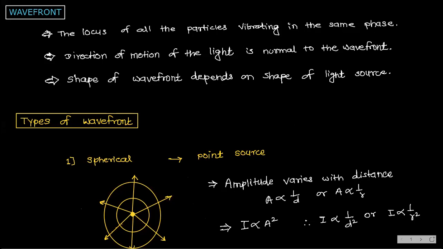This is about the spherical wavefront. What we have learned is that a spherical wavefront is obtained from a point source. Amplitude varies inversely with distance, so as you increase the distance, amplitude will decrease. And intensity is directly proportional to amplitude squared, and therefore I is inversely proportional to D squared, or I is inversely proportional to R squared.